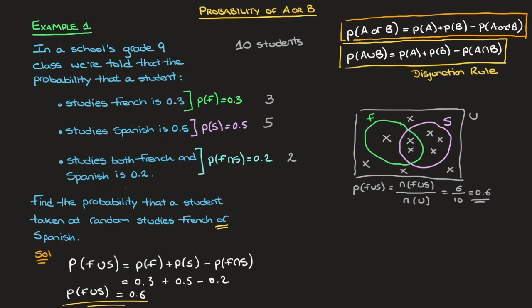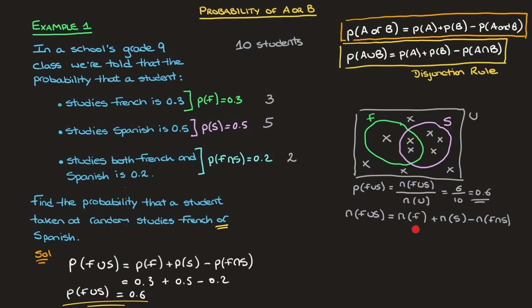Rather than finding the number of elements inside the union of F and S directly, consider this. We can state that the number of students inside F union S is equal to the number of students inside F, so N of F, plus the number of students that study Spanish, so N of S, minus the number of students who study both French and Spanish. And here's why we have to subtract the number of students studying both French and Spanish.